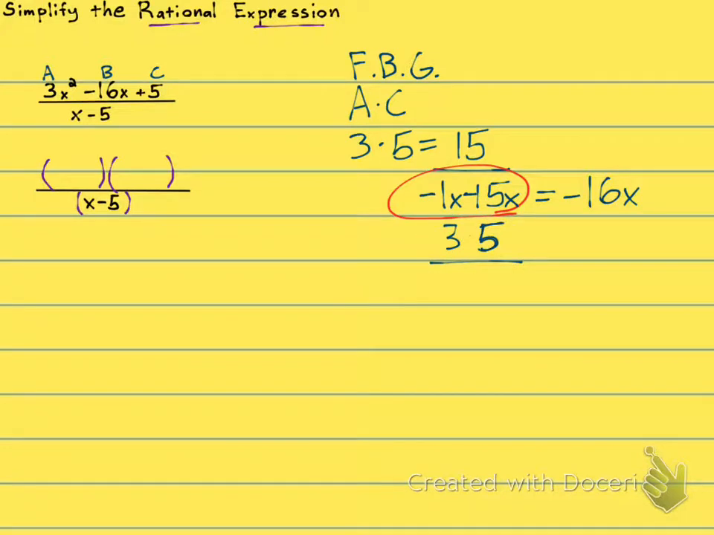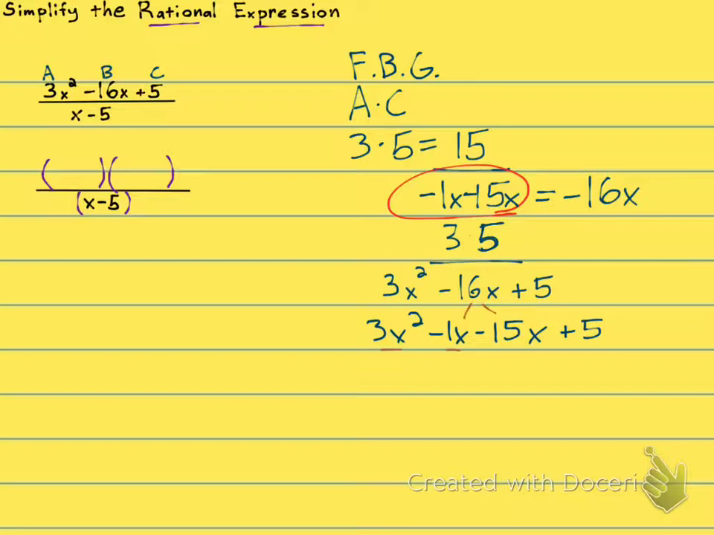So let me write down my trinomial now. I have 3x squared minus 16x plus 5. Now I'm going to use the AC to split this up. I'm going to have 3x squared minus 1x minus 15x plus 5. And now I have my 1, 2, 3, 4. I have my 4-term polynomial.